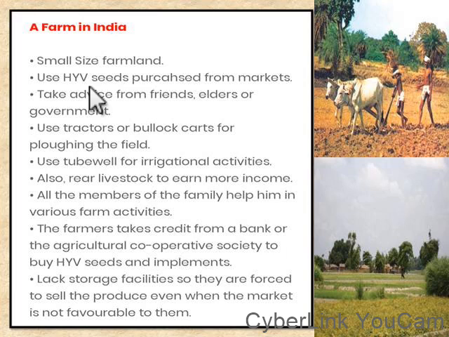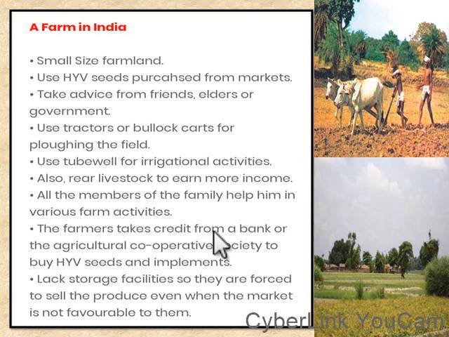Indian farmers use HYV seeds purchased from the market. They take advice from friends, elders or government. Today Indian farmers use tractors or bullock carts for plowing the field. The Indian farmers use tube wells for irrigation, and they also rear livestock to earn more income. All the members of the family help in various farm activities.